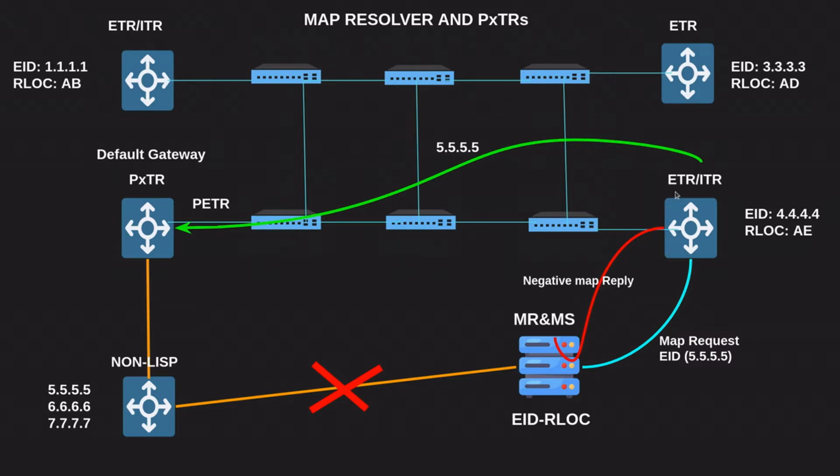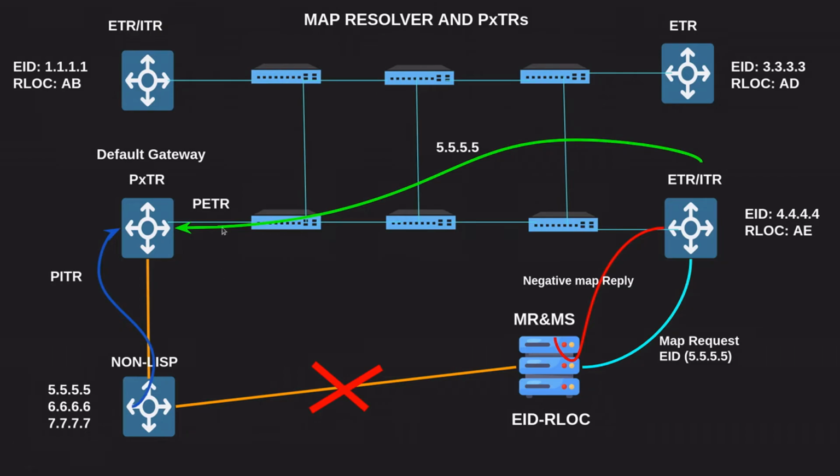It is going to encapsulate it and send it to the PxTR or the PETR, whatever it is, if they have two different devices. We are going to encapsulate it and send it to either the PxTR or the PETR. In this instance, it's going to be the PETR, because when we encapsulate it, we need to de-encapsulate it for it to be able to go out to the non-LISP site. If we do not de-encapsulate it with the PETR, the non-LISP site won't be able to understand it, because it doesn't talk LISP.